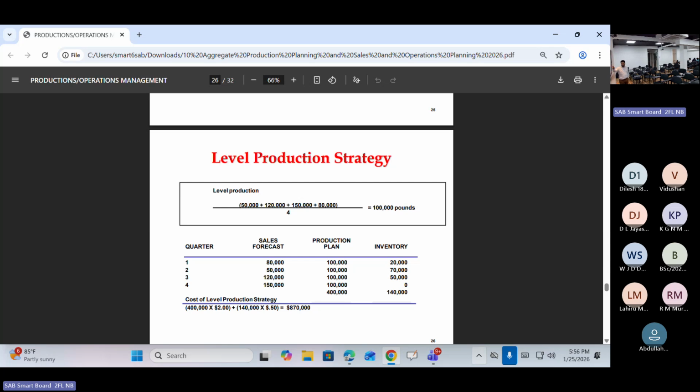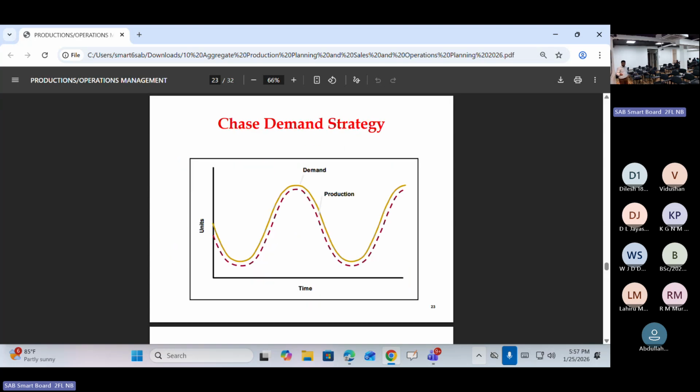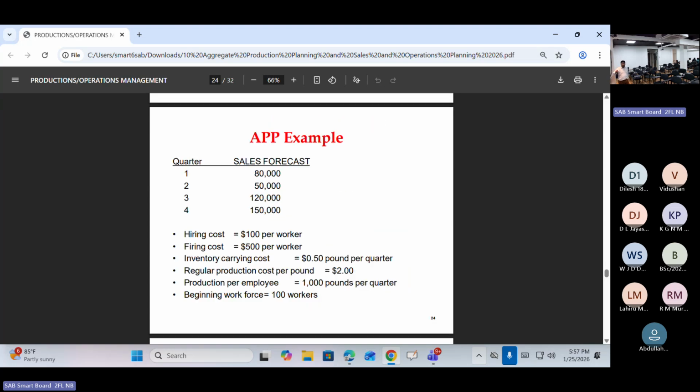$2 into total production, that is 400,000. So those are the two costs applicable. So the total cost of the level production plan would come as 870,000. Is that clear? Combination of costs. Because other two costs are not applicable. Production per employee, that is not relevant here. And beginning workforce, that is not relevant here.